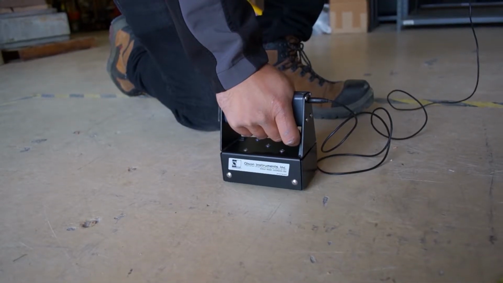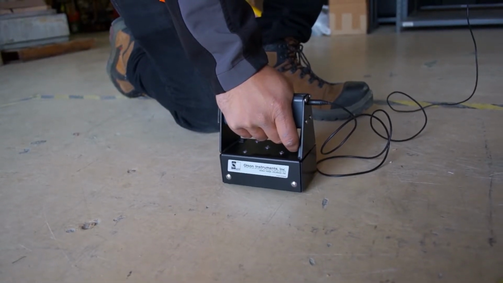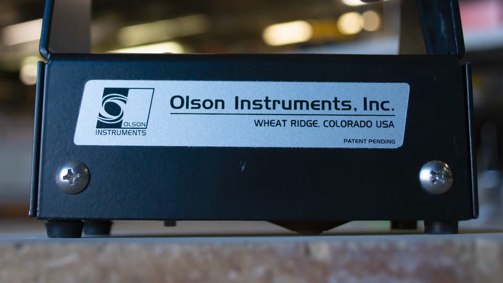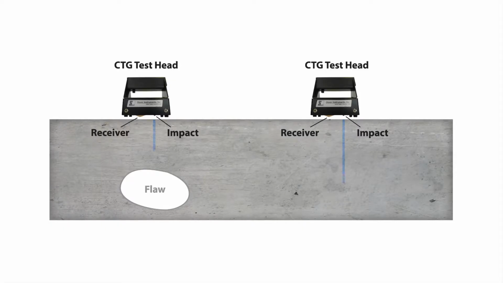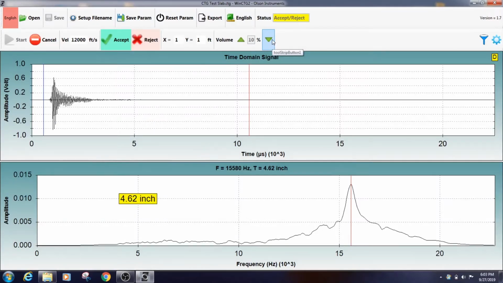Now push the trigger on the underside of the test head's handle. The built-in solenoid on the test head will impact the surface of the concrete. The resulting sound wave travels to the bottom of the concrete and back to the surface, where it is picked up by the sensor. The software uses signal frequency and concrete velocity to calculate thickness. The results are displayed on the screen of your Windows device.